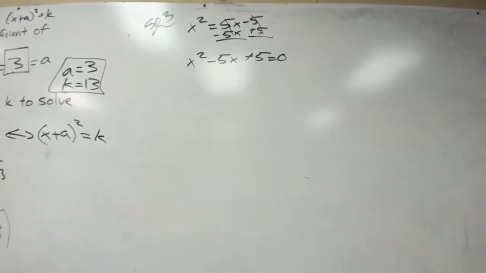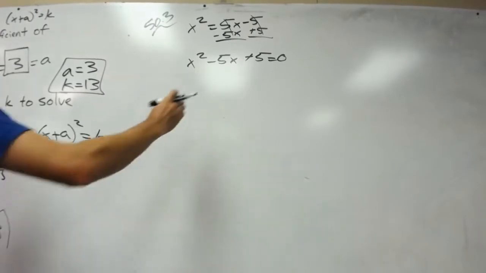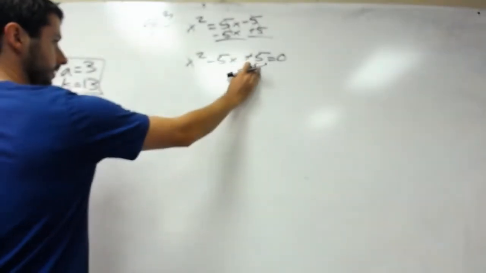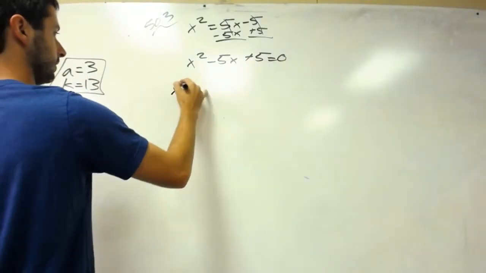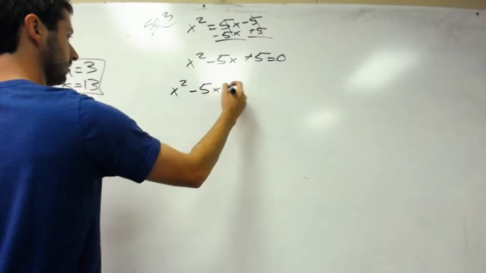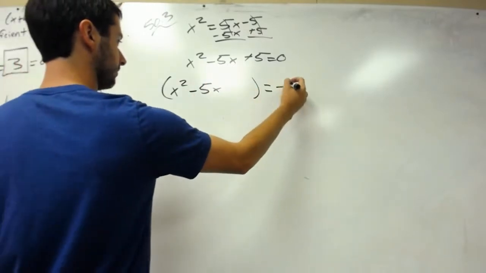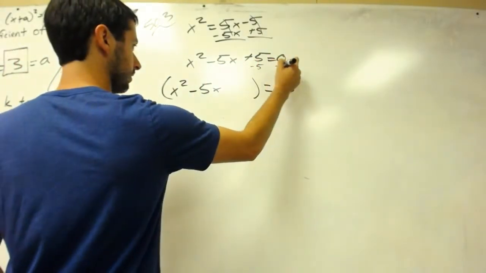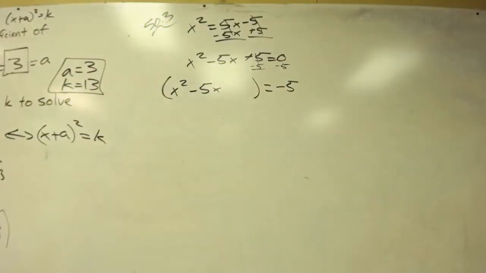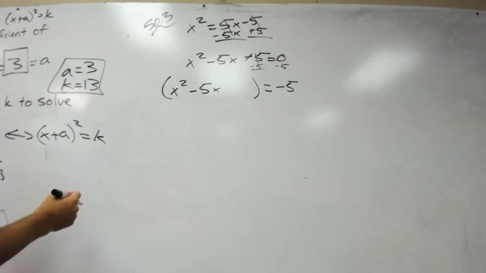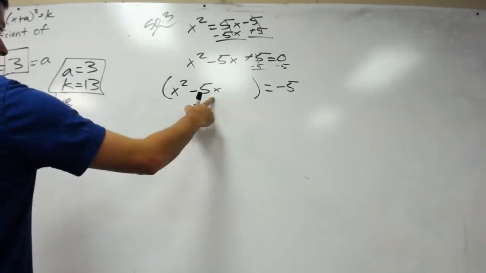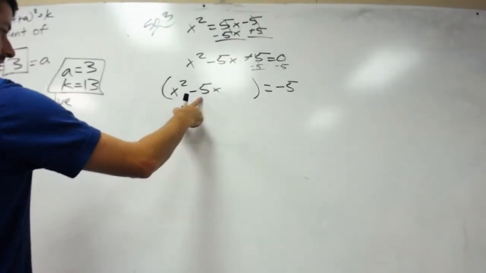Okay, the first step said to add the number without the x or x squared, so we add this number to the other side. So what that becomes is x squared minus 5x equals negative 5, from subtracting the 5 on both sides. Okay, so that was step 1. Step 2 was find the coefficient of x. Coefficient of x is negative 5.